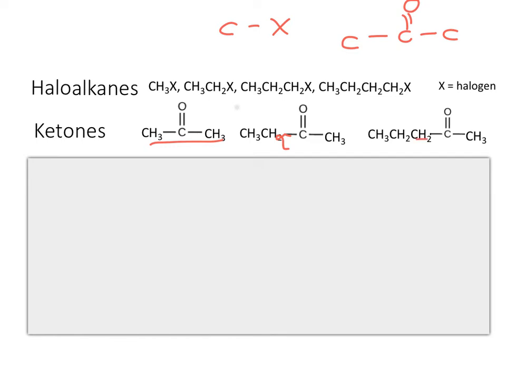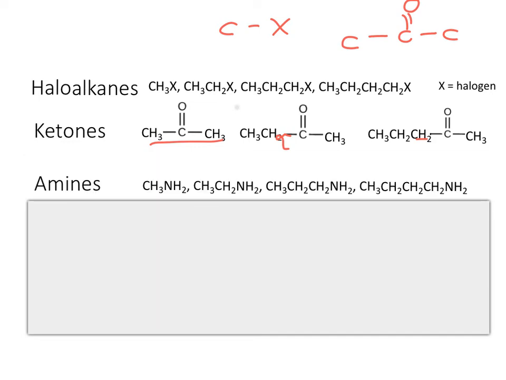Ketones are very similar to aldehydes. Aldehydes we looked at on the previous page, they have C double bond O and an H like so. So if that's the carbon there, the key thing is an aldehyde must have an H attached there. We'll move on to amines now.